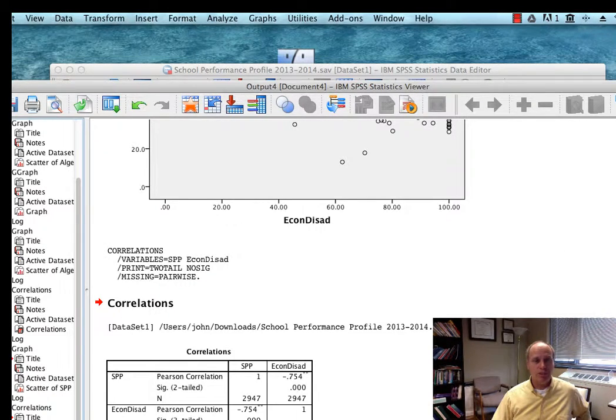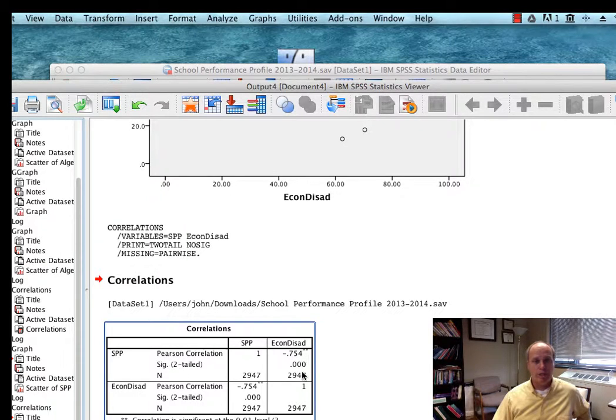All right, so I get very simple correlational data. Notice the school performance profile has a correlation of 1 to school performance profile. In other words, it's the same thing. And it doesn't matter whether I look at economic disadvantage in SPP or SPP and economic disadvantage. It's going to give me the same number either way.